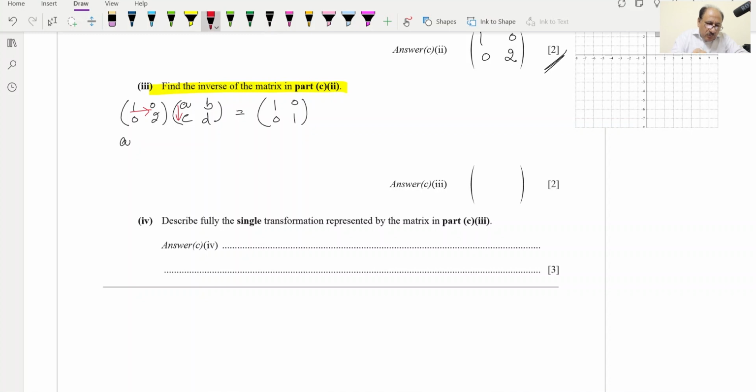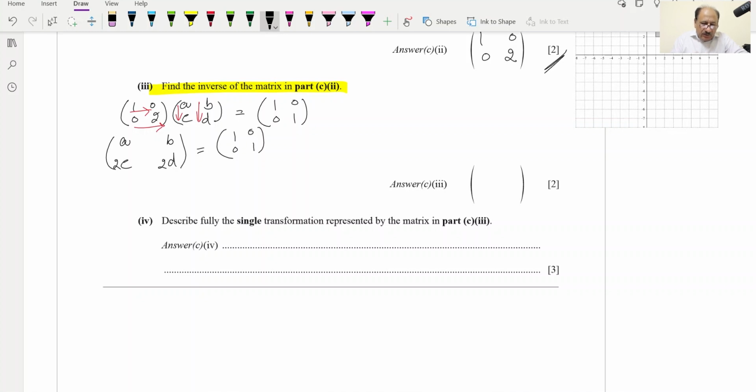And first row and second column, when we multiply, we will get only B because D will be 0. And when we multiply second row with first column, we will get only C. Second row with the first column will be 2C, not C. This will be 2 into C. And second row and second column will be 2D. And this matrix we can write equal to this 1 0 0 1, which is identity matrix.